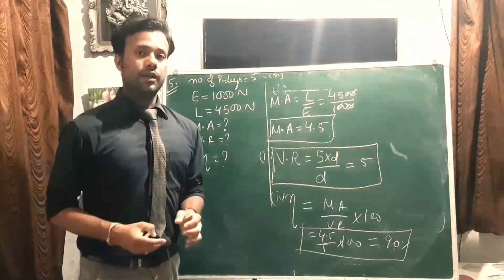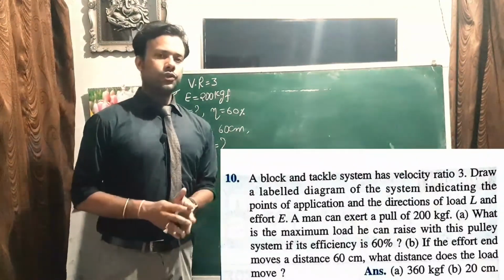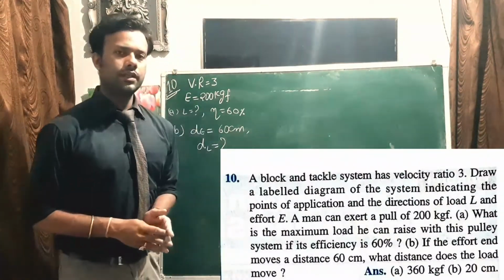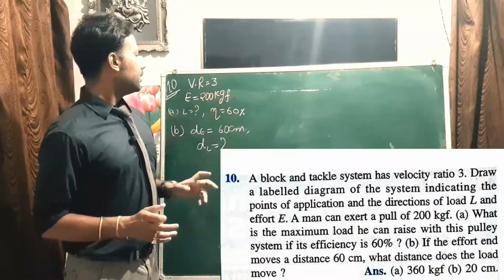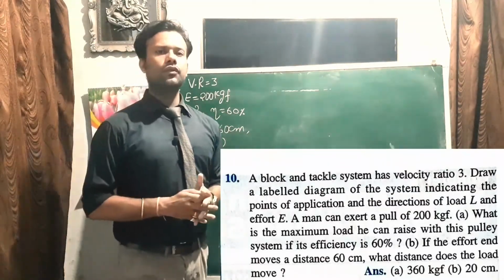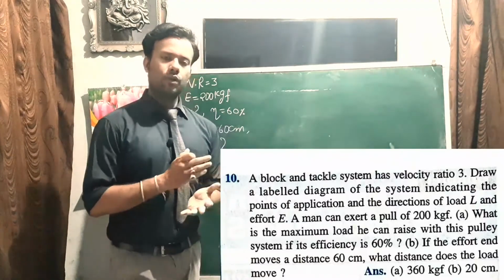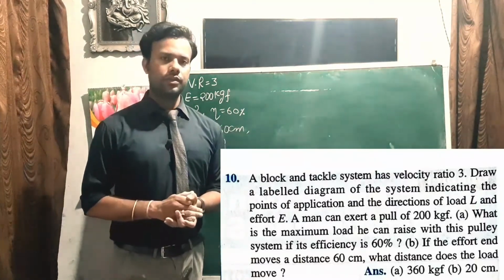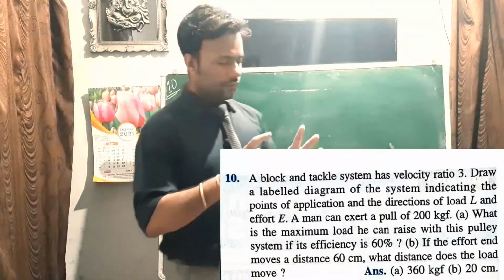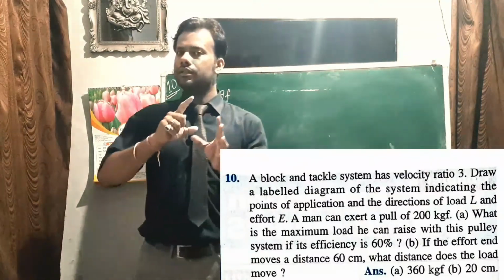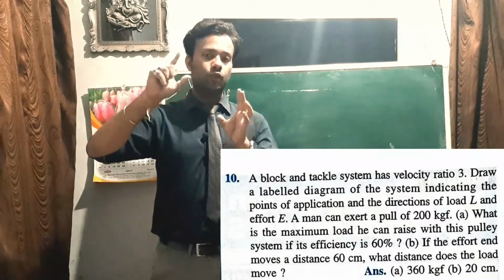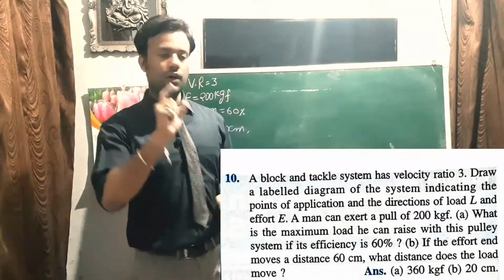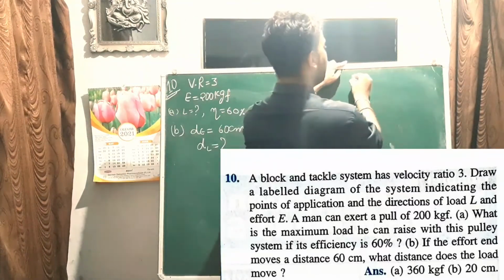Now let's see the next numerical. Let's do question number 10. In this case, it says that the velocity ratio of the system of pulleys is 3. So it means the number of pulleys is 3. We have to also make the diagram of the system. So velocity ratio is 3, that means number of pulleys is 3. It means in the upper block there will be 2 pulleys, and in the lower block we have 1 pulley, right? So let's make it.